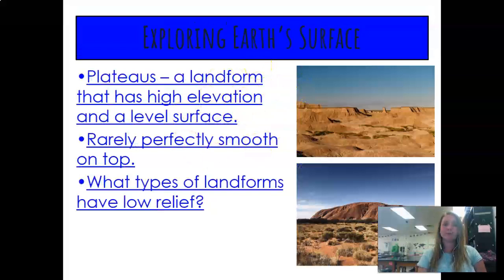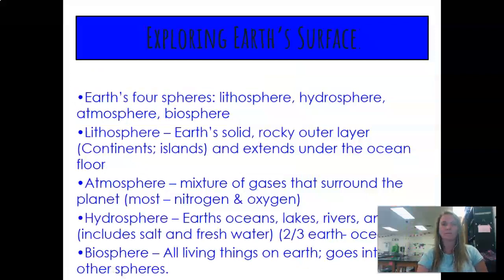Plateaus are landforms that have high elevations and have level surfaces. So meaning that they have been moved or pushed up and then kind of been eroded down to have almost like a mohawk or a flat top type of region to it. So a landform that has high elevation and then it levels off. Rarely perfectly smooth on top, but from a distance you can see right here, this area here has been pushed up and then this has been eroded down. Or something has caused flat here and cut these rocks down. We'll talk about why.